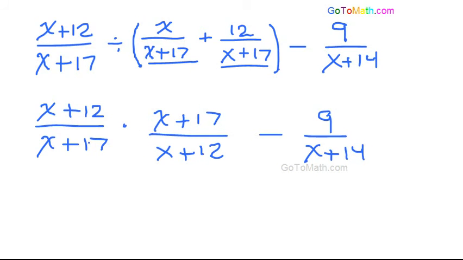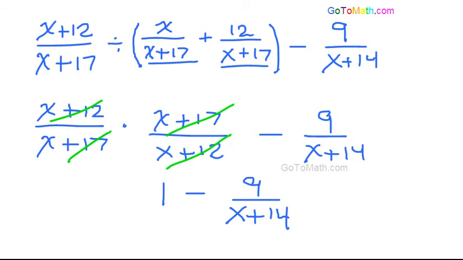Okay. And, well, you know what? I see something going on here. We have an x plus 12 and an x plus 12 here. And are you kidding me? How did that even happen? Those all canceled out. You probably saw that before I did. So now we're left with 1 minus 9 over x plus 14.